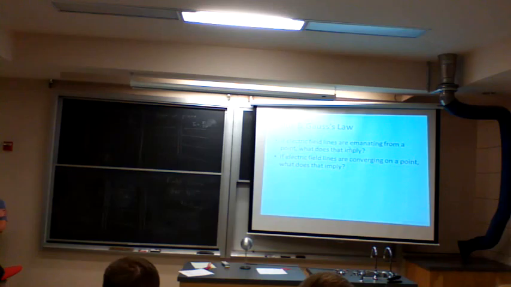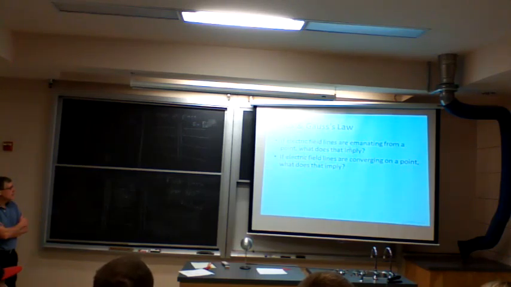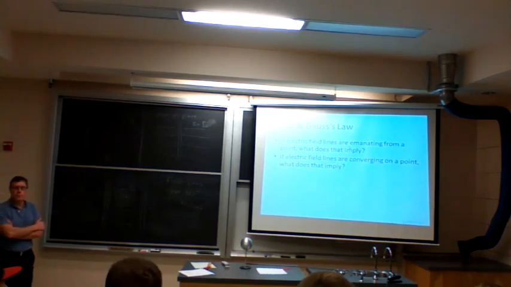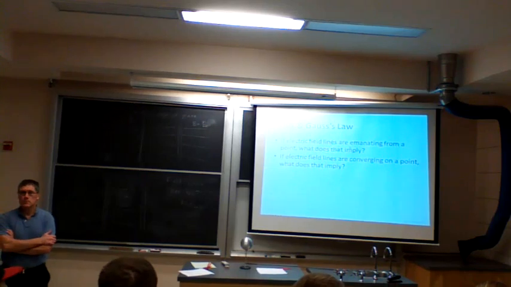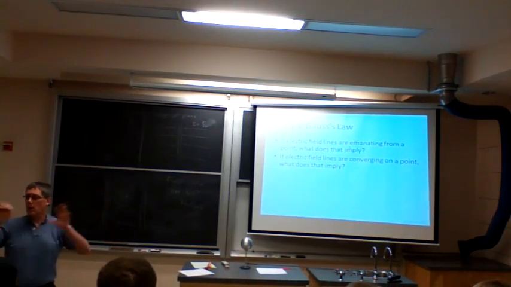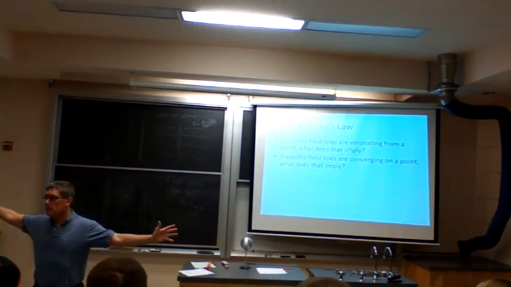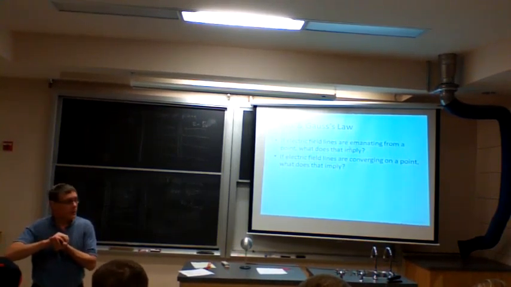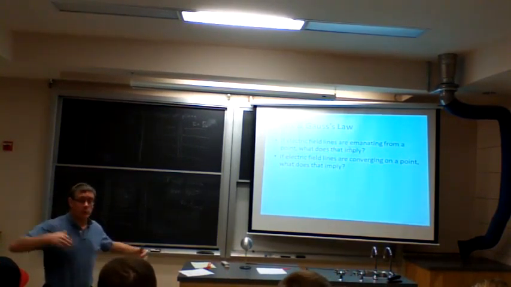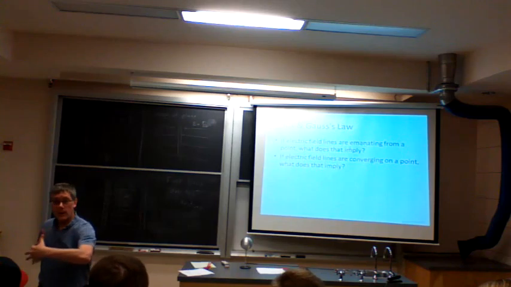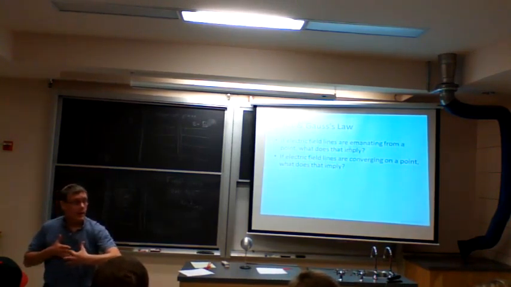So if the field lines are emanating from a point, what does that imply about the point? The field lines are all spreading out from a point. There's a positive charge. If the field lines are all converging on a point, what does that imply? Negative.